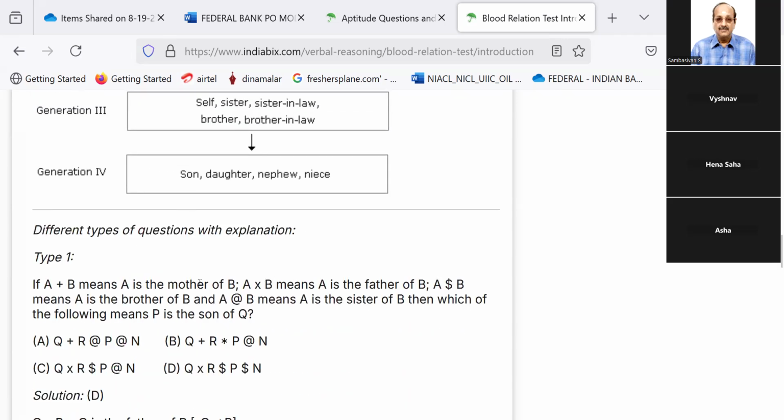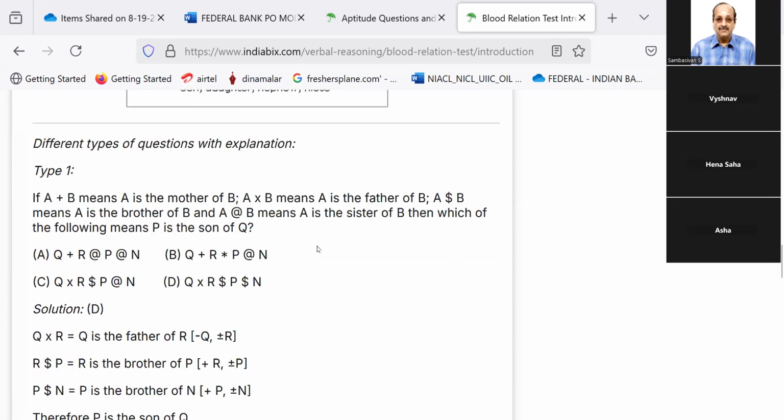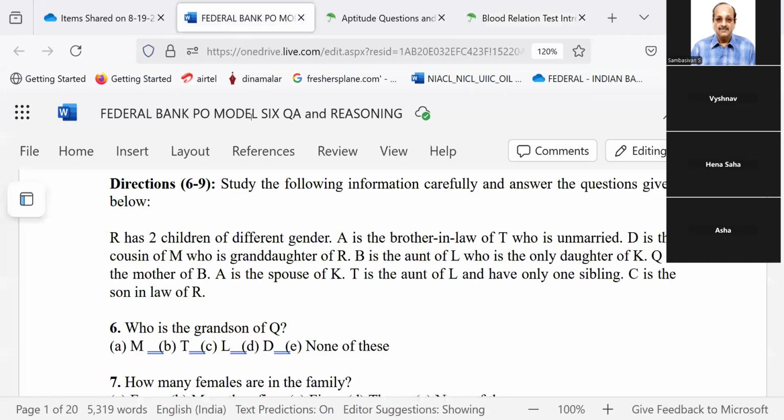Different types of questions with explanation. This may not be required. They are not asking like that in your exams. So we will concentrate on this question. This is the question they have given. Please try to draw a diagram.